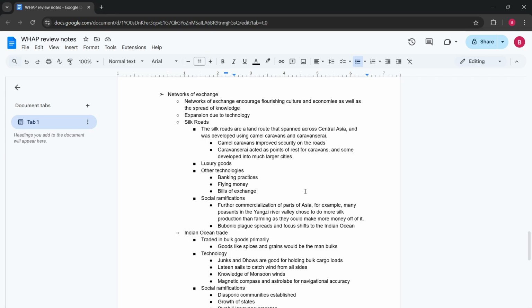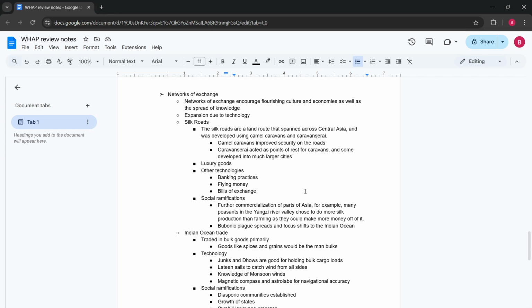And as they did this, they were transporting mainly luxury goods because it was much more profitable to carry a few things that you could sell for a lot of money than a lot of things that you could sell for little money, because camels can only hold so much weight. The main technologies were the caravanserai and caravans.